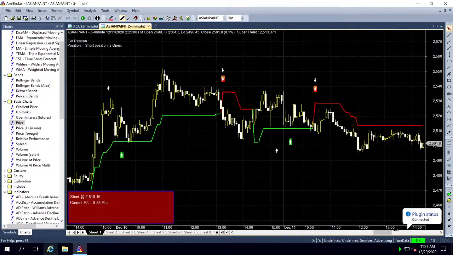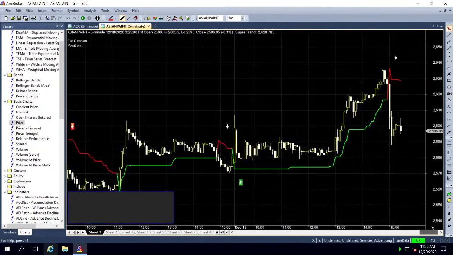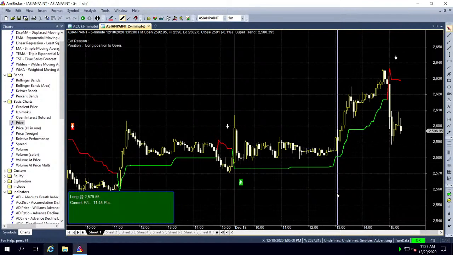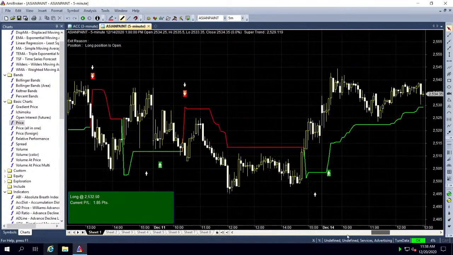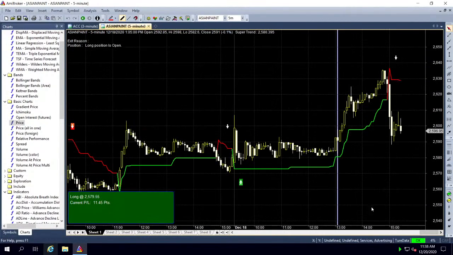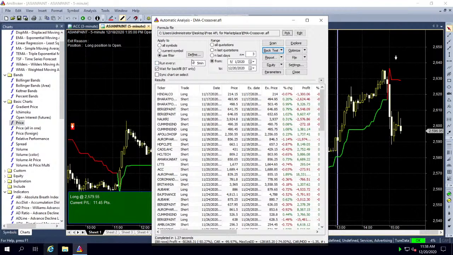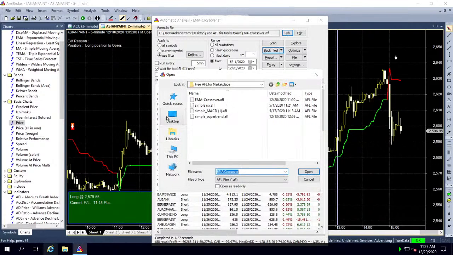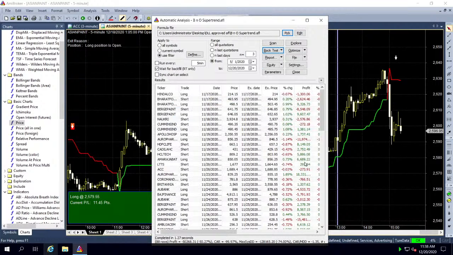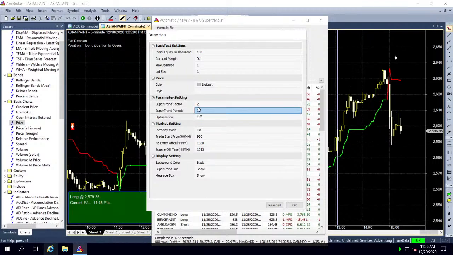Now I want to check whether my favorite combination is profitable on Asian Paints or not. And if it is not profitable, what has to be done so that the strategy becomes profitable? So we will have to talk about that as well. Let us do that. I'll go to Analysis, then Automatic Analysis, and here I will choose this Supertrend AFL first. All right, Supertrend AFL, go to parameters. By default, I've kept 10 and 2.